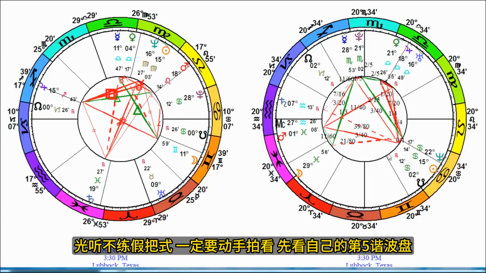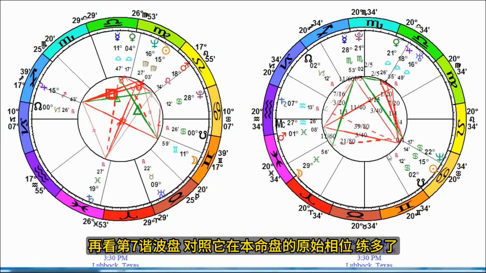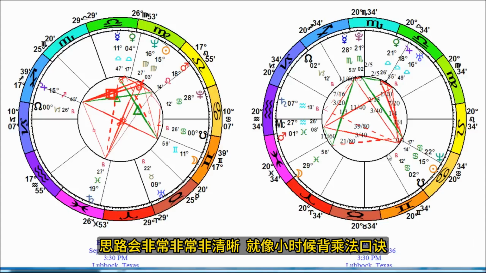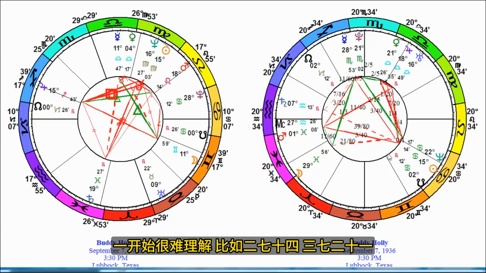But if you do it, you can't just listen. Do charts. Do your fifth harmonic chart. Do your seventh harmonic chart. Look at what it is in the natal chart. After a while, it'll become very, very, very clear. You know, when you were a kid and you were learning how to multiply numbers, it took a long time. 2 times 7 is 14, 3 times 7 is 21. Sometimes it takes a little time. I can't just say it and presto magic, you've got it.